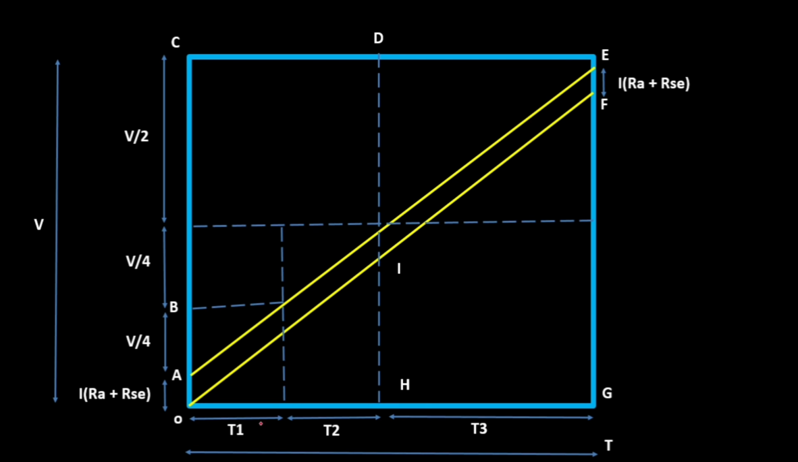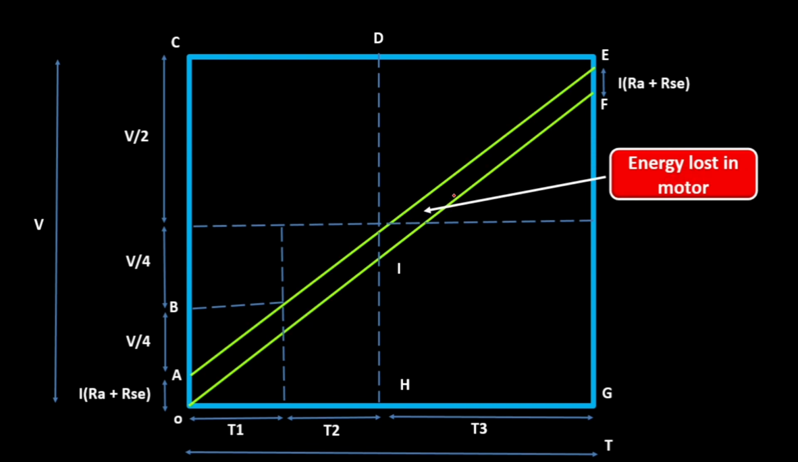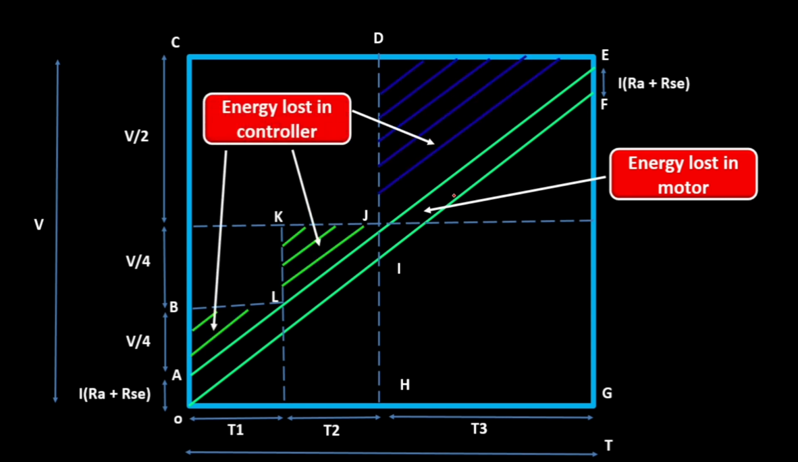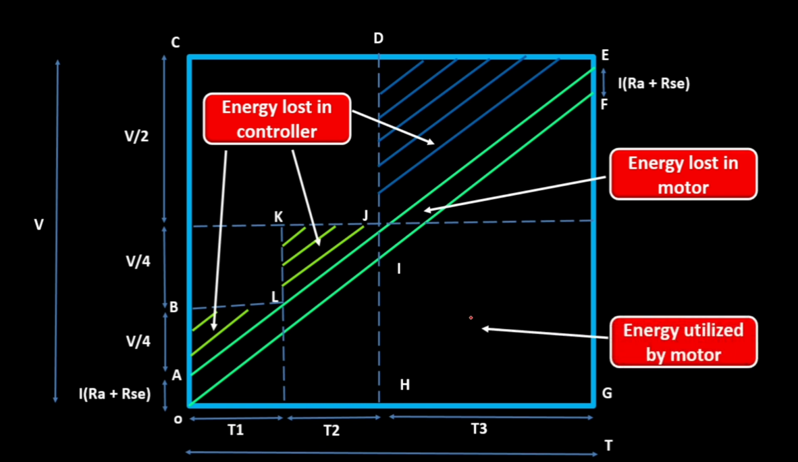So here the time instances are different. Now if I consider this margin to be my losses in the motor, this margin stands for energy lost in the motor. What about the upper triangle? This indicates the energy lost in the controller. So you find here the space again is vacant. That means the efficiency is now increased and the losses are getting minimized. And what about the lower triangle? The lower triangle gives you the energy utilized by the motor.